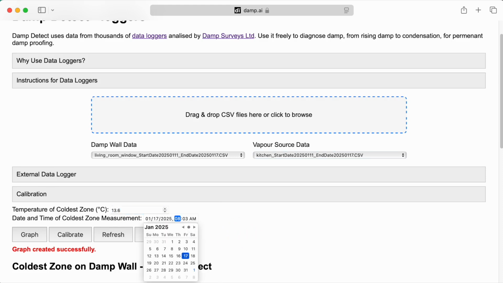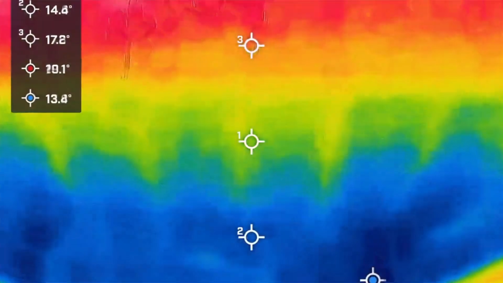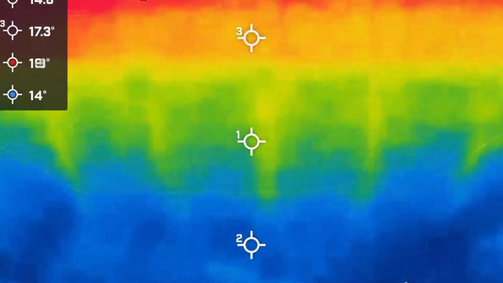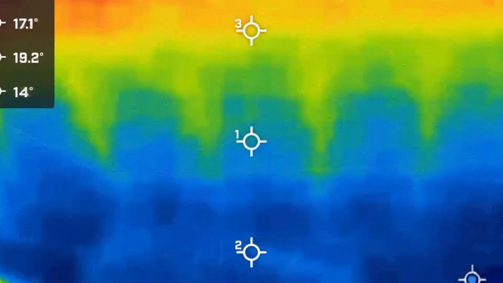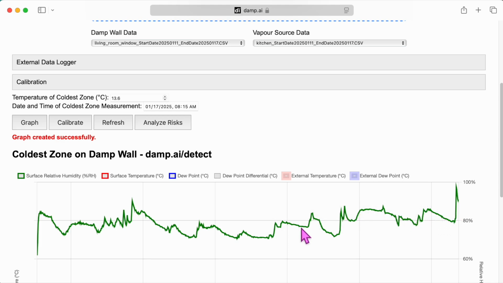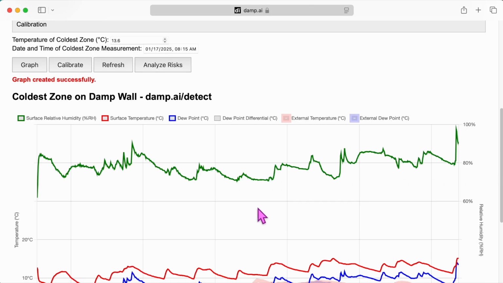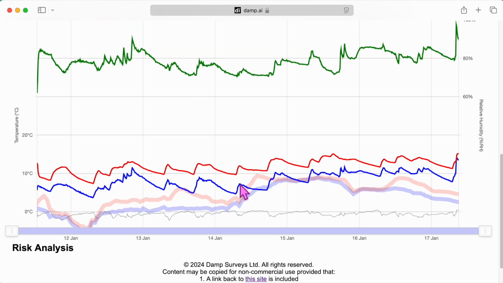I'm going to put it at 13.5. That's working out the surface relative humidity. And actually, it's largely below 85%. But if you go above this 85% for prolonged periods of time, that's when you have the risk of high surface relative humidity and mould. Mould grows where the surface relative humidity goes above 85% for long periods of time.